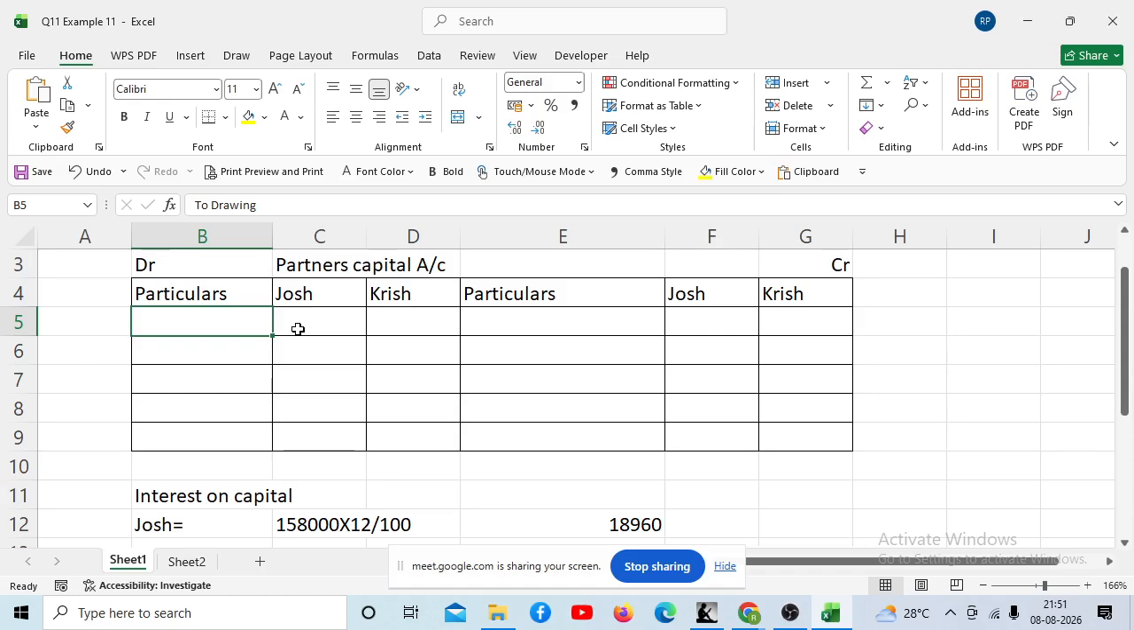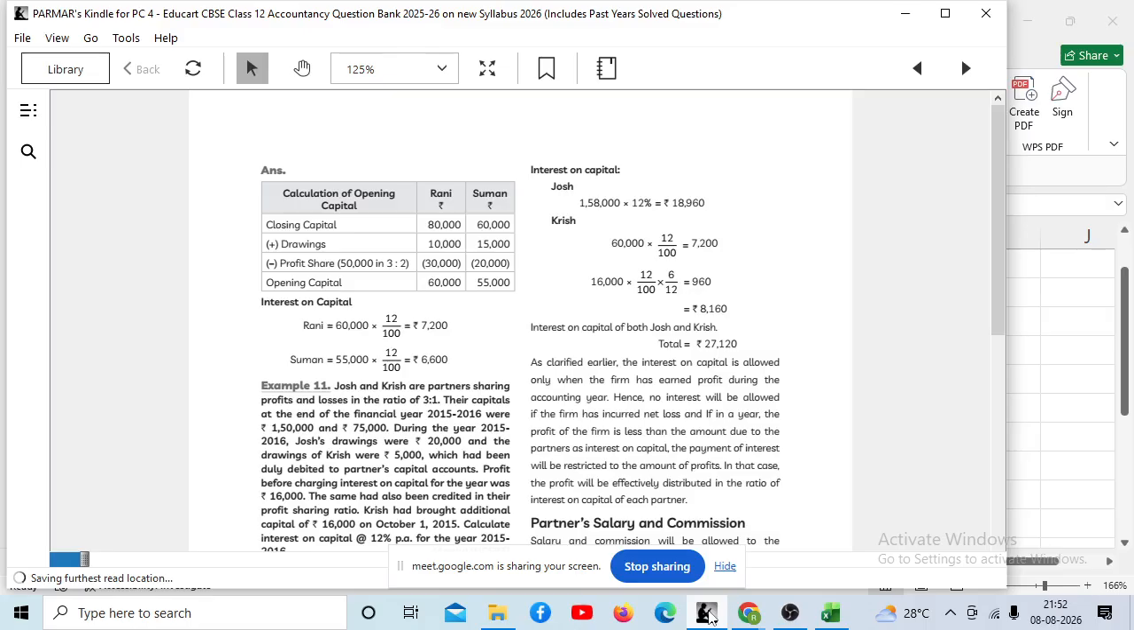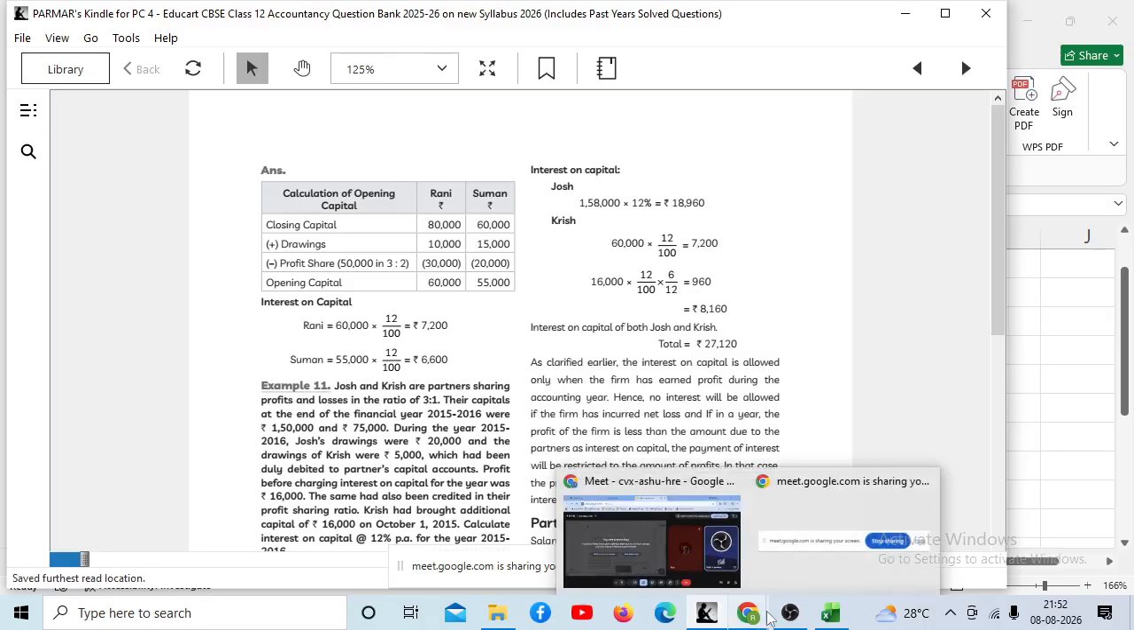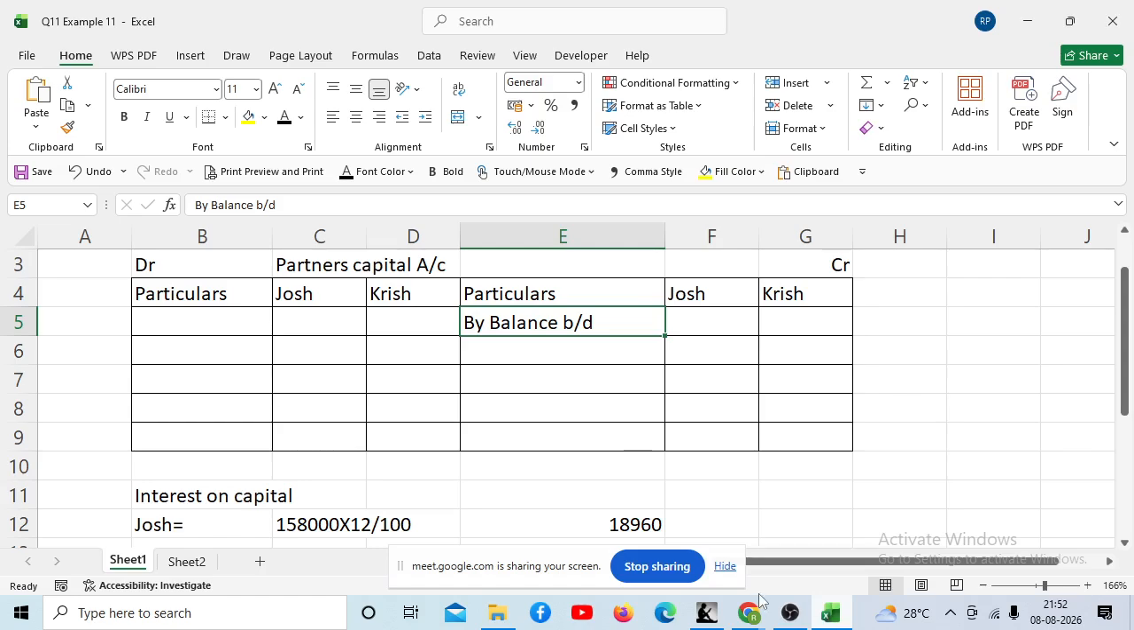Okay. Now again same thing. A liability, what is the normal balance? Credit. So on the credit side just write balance brought down because we have to find it. Okay. Now let us see, they had given the closing balance as 1 lakh 50 and 75. So we will write it here, to balance carried down, 1 lakh 50 and 75.